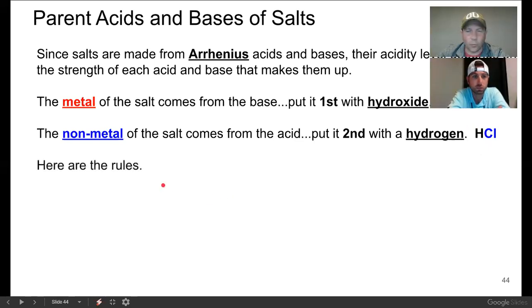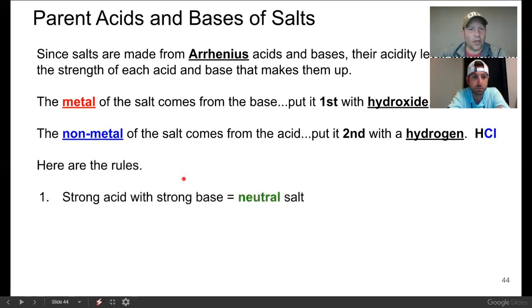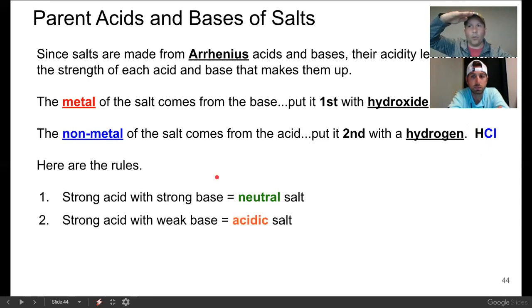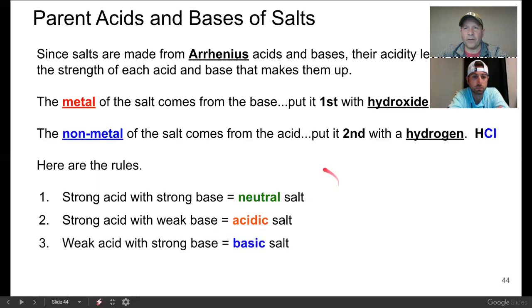All right. So here's the rules. Strong acid, strong base, they neutralize each other out. We got a neutral salt. But what if it's a strong acid with a weak base? Boom. The strong acid is going to overtake the base. You now have an acidic salt in that situation. And finally, the opposite is true. If we have a weak acid and a strong base, boom, you're going to have a basic salt. The base overcomes the weak acid, right?